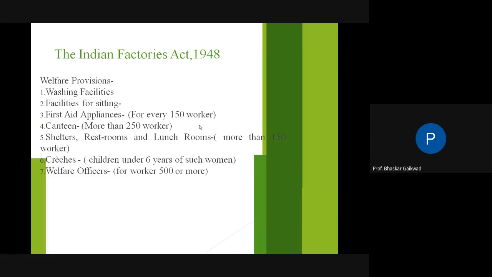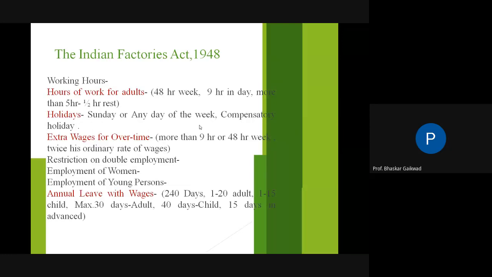So here the welfare provision is there: washing facility, facility for sitting, first aid and canteen, shelter, rest rooms. Whatever personal needs are there come under welfare. So working hours are very important. 48 hours we already studied, 9 hours a day.